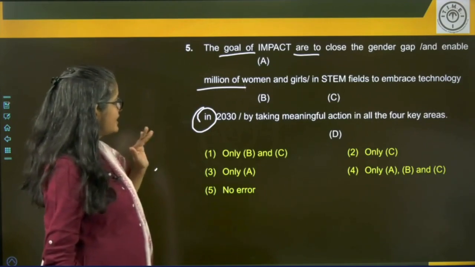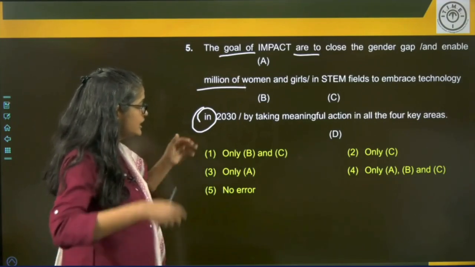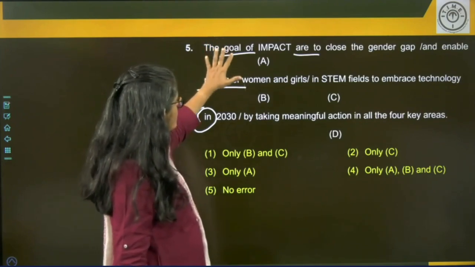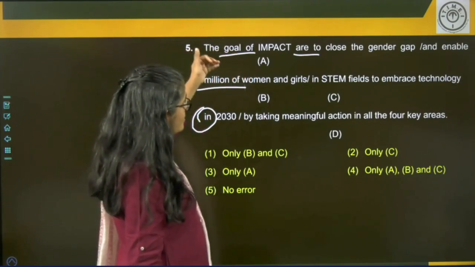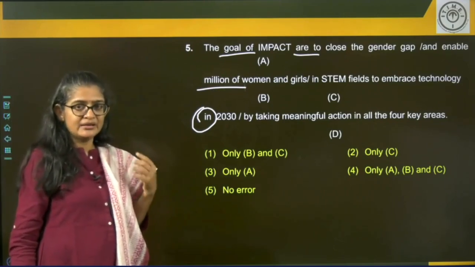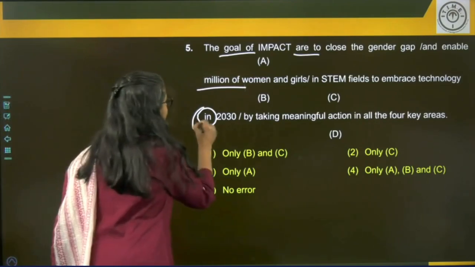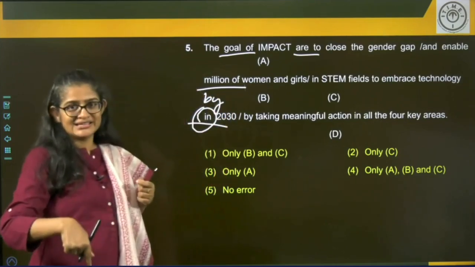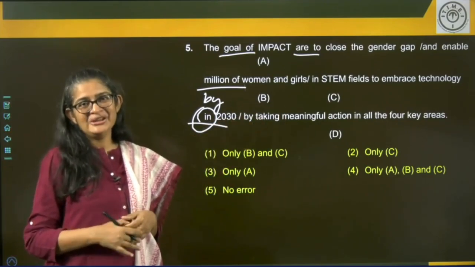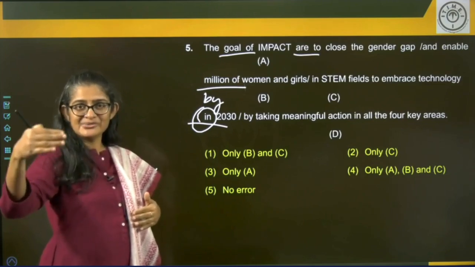So now there is nothing wrong with saying it enables millions of women and girls to embrace technology in that particular year, but this is the goal of a program, right? And the goal is to close the gender gap and enable people, women especially, to embrace technology. It is likely to be by 2030 and not in 2030. Suddenly they will not embrace technology in the year 2030, right? If it is a program which aims to close the gender gap, then it's going to be gradual and progressive.